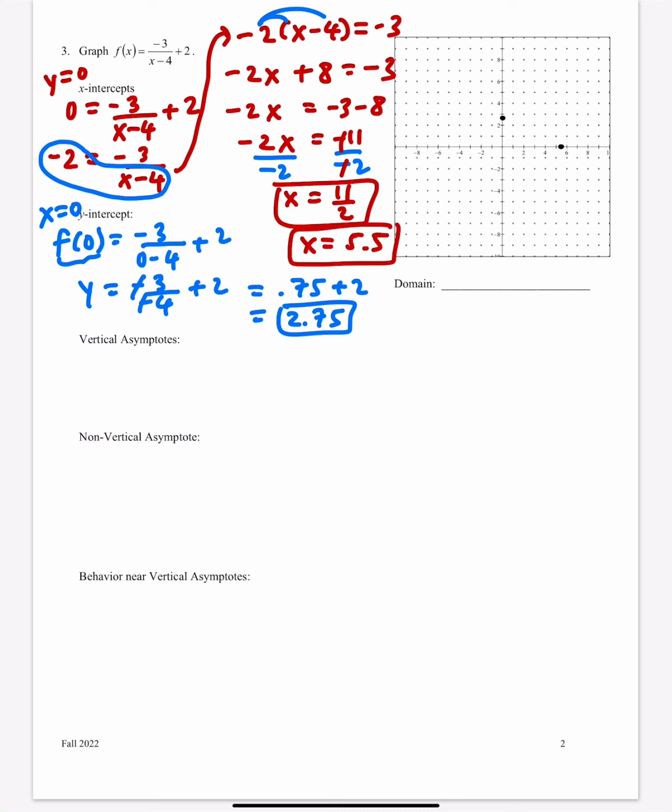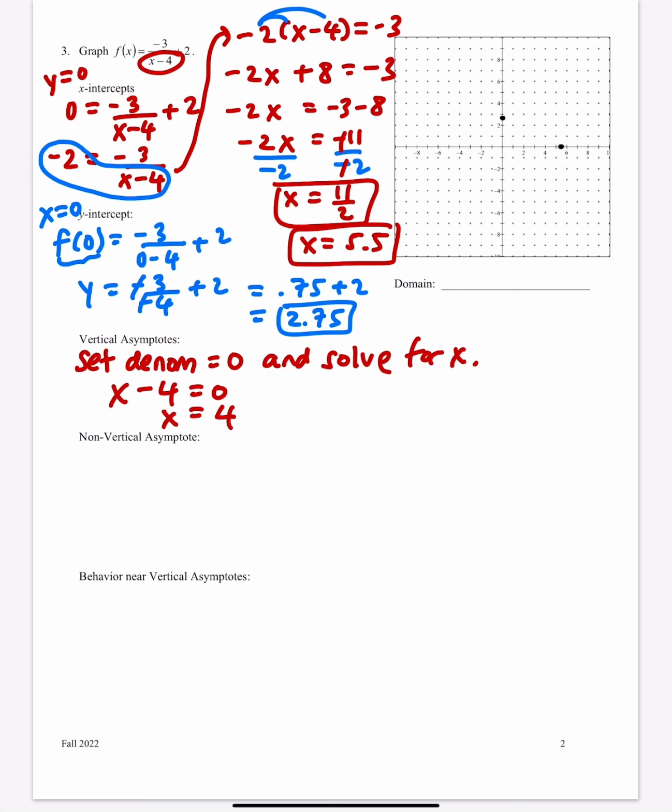Sweet. After we're done with that, let's find the vertical asymptotes. So to find the vertical asymptote, you set the denominator equal to 0 and solve for x. We have one denominator. It is x minus 4. If we set that equal to 0, the vertical asymptote should be x is equal to 4. I added 4 to both sides, and now I draw my good old vertical asymptote.